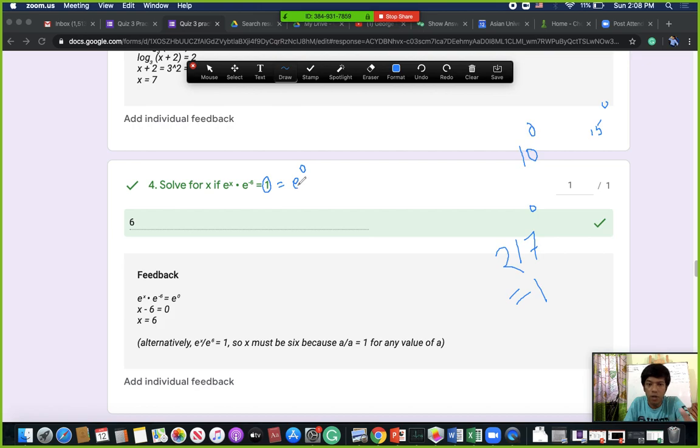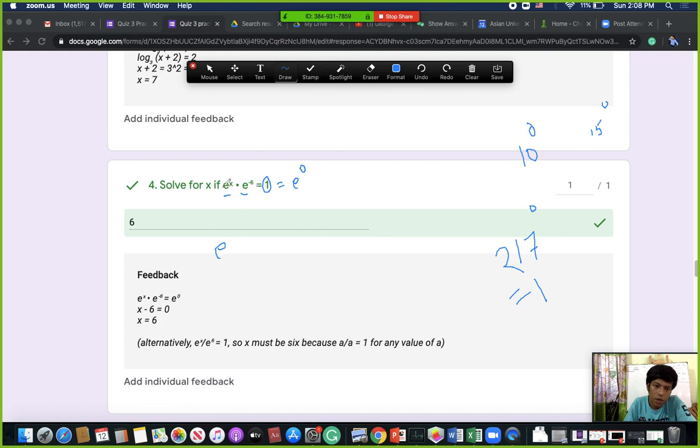Now, how do I know that I have to write e to the power 0, not 15 to the power 0? Because I have some clue: there is some e on this side. So I need some e on the other side so that the base is the same on all sides. And if the base is the same, we can cancel out the base, do some simplification and then solve it. So this is the idea.